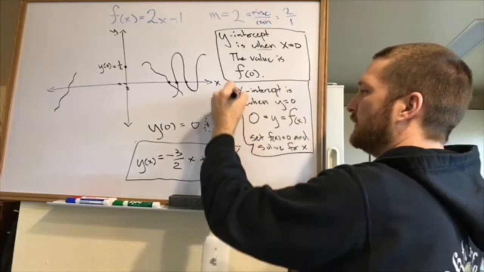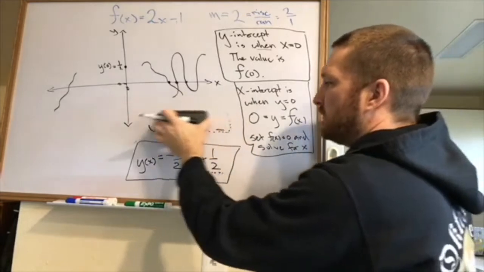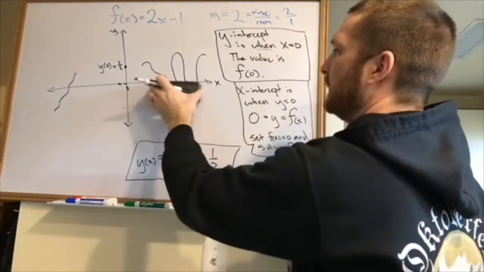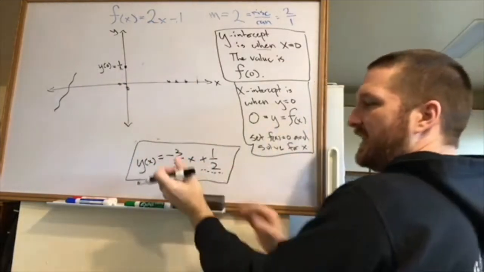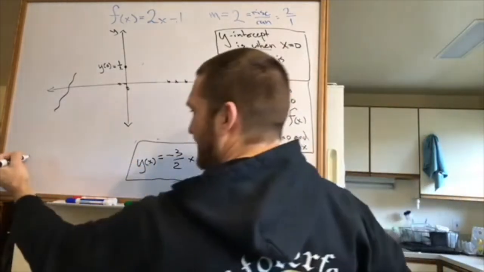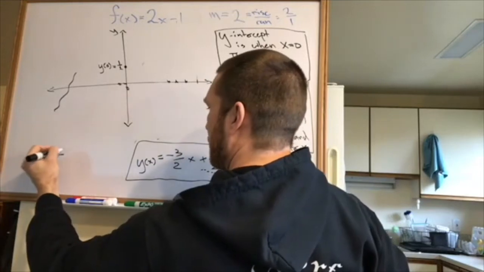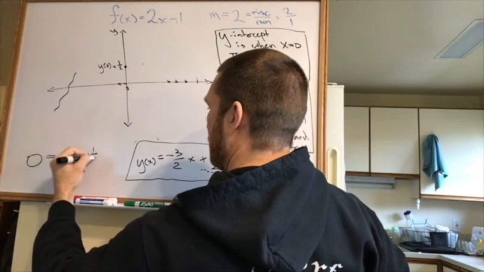So let's see what that would look like here. I'm going to say, okay, there is my relationship, and we're going to say the output value, the y value itself, is equal to 0. Well, what does that do? Well, that's minus 3 halves x plus 1 half.